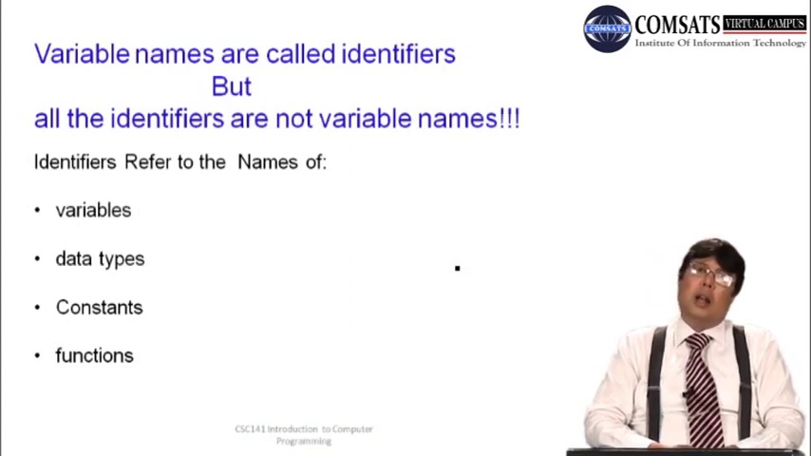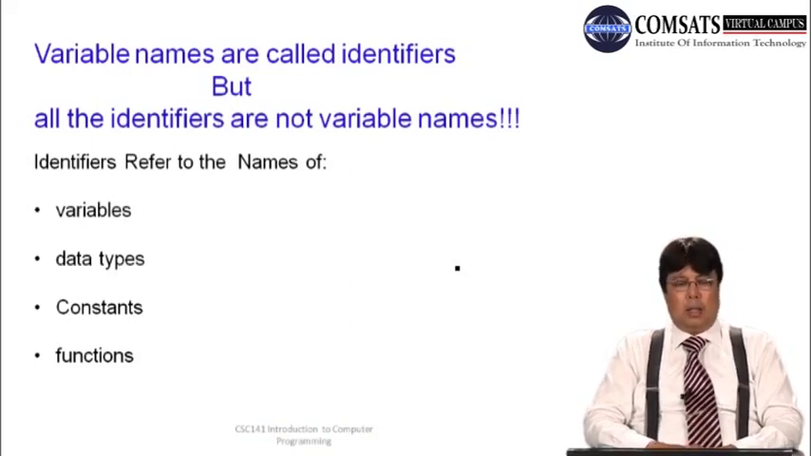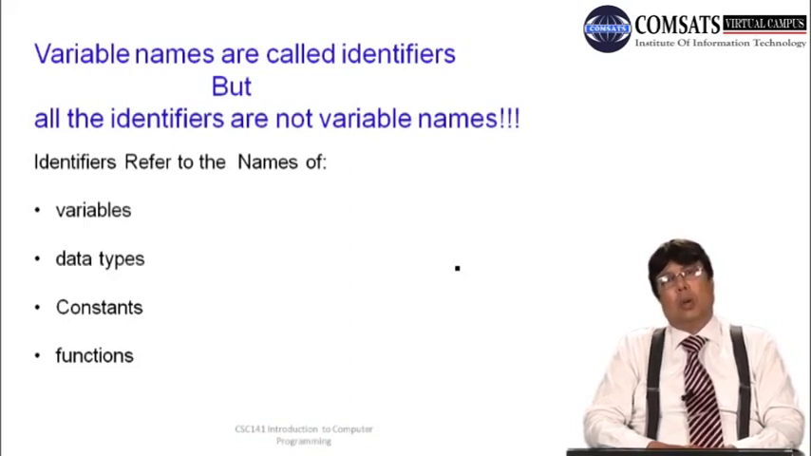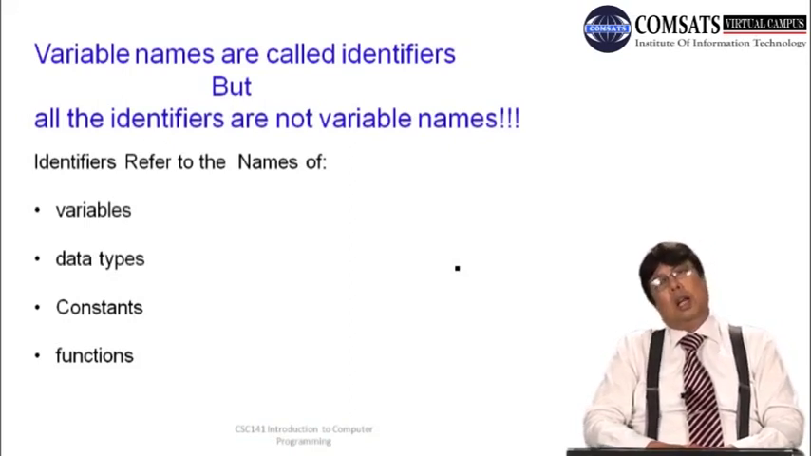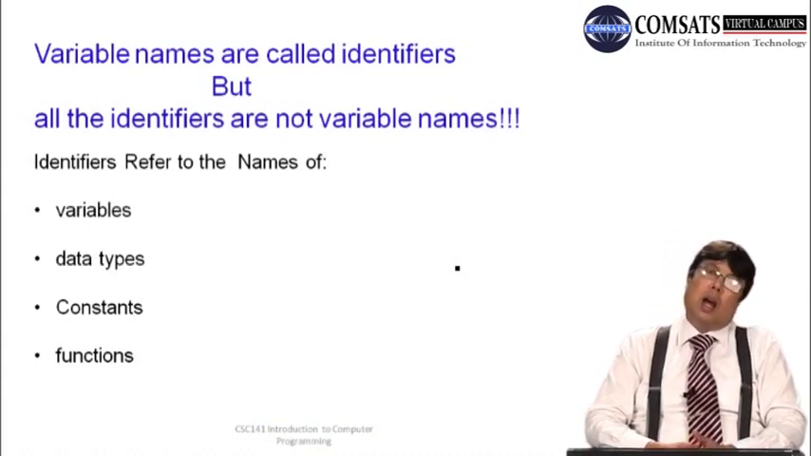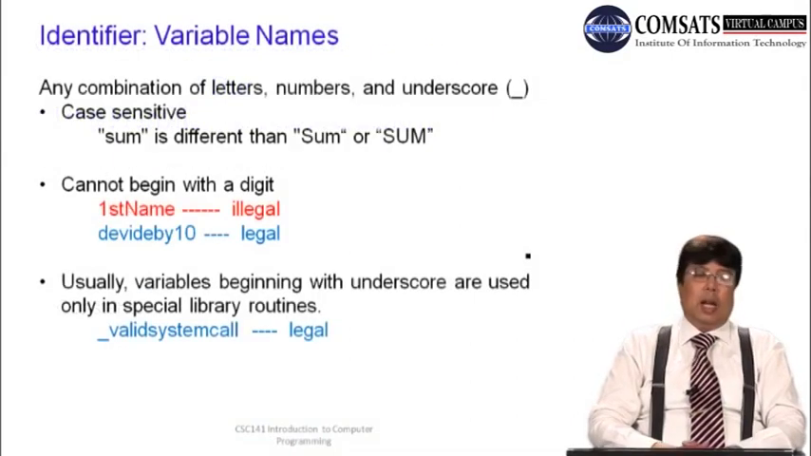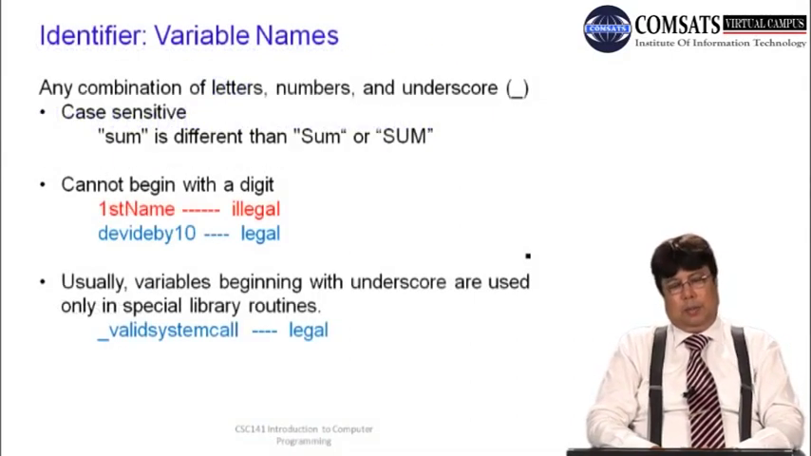तो क्या सारे identifiers variable names हैं? नहीं. All the identifiers are not variable names. इसका मतलब है कुछ और चीजें भी हैं जिनको हम identifiers कह सकते हैं. Such as variables तो हैं ही identifiers. Data types are also special words जिनको identifiers कहते हैं. Constants, names assigned to the constants are identifiers. Names given to our functions are called identifiers. We said variable names are identifiers.